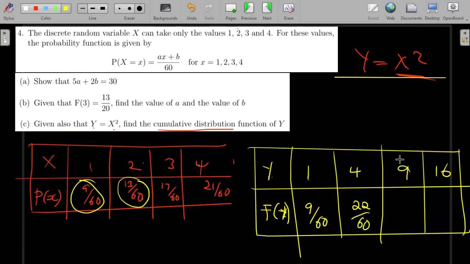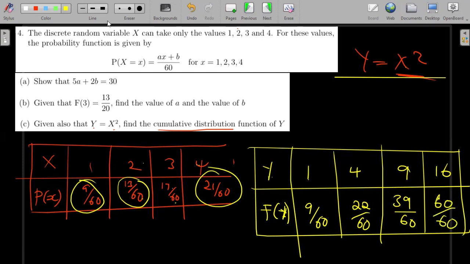And then the cumulative distribution of y here, the cumulative distribution of 9, will be 17 over 60 plus this 22 over 60. So that one is going to give me 39 over 60. Then the cumulative probability of 16 will be this 39 over 60 plus 21 over 60. So that one will just give me 60 over 60.